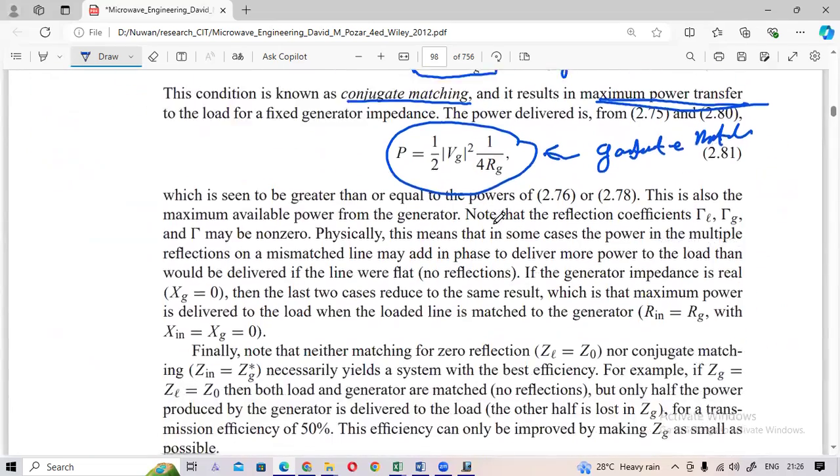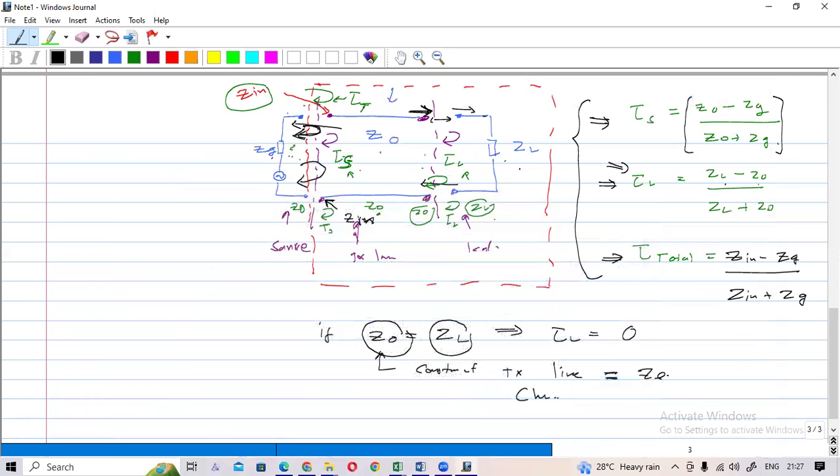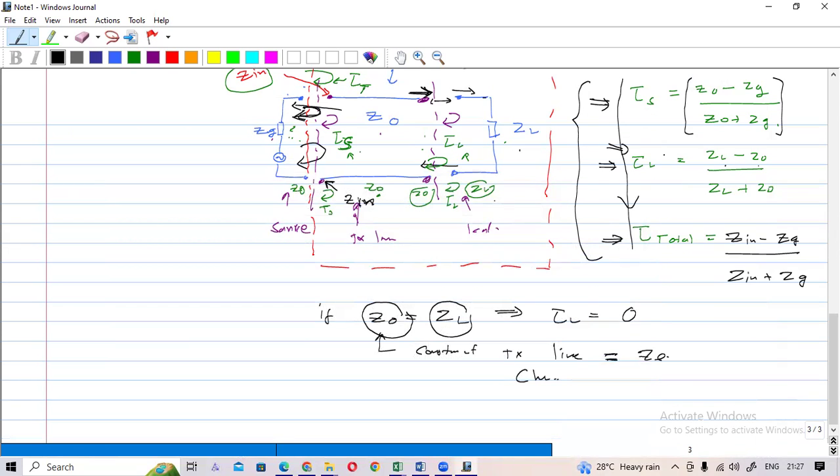So at the conjugate matching, the reflection will be very low. That is what you need to finally understand. You need to know these things. This you actually do not need to remember, because you can derive this equation. At the conjugate matching, that means Zin is equal to Zg conjugate, so you will have the maximum power transfer scenario.